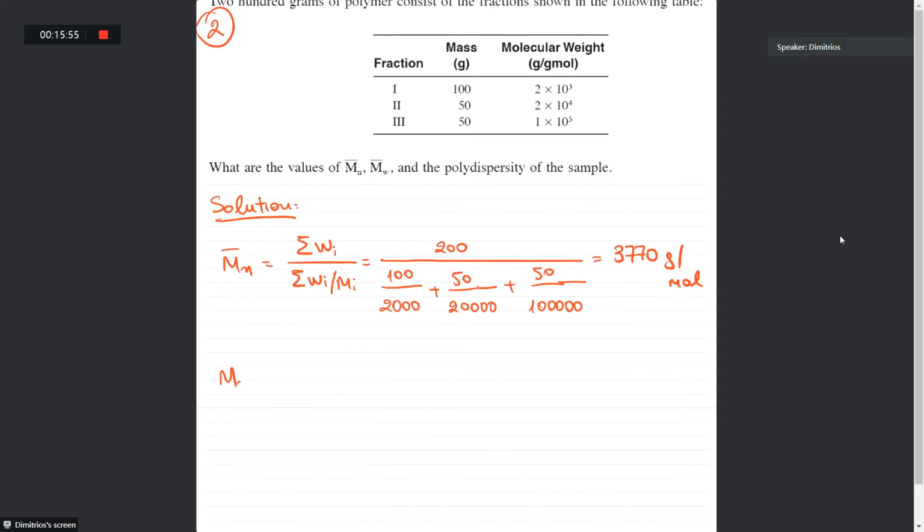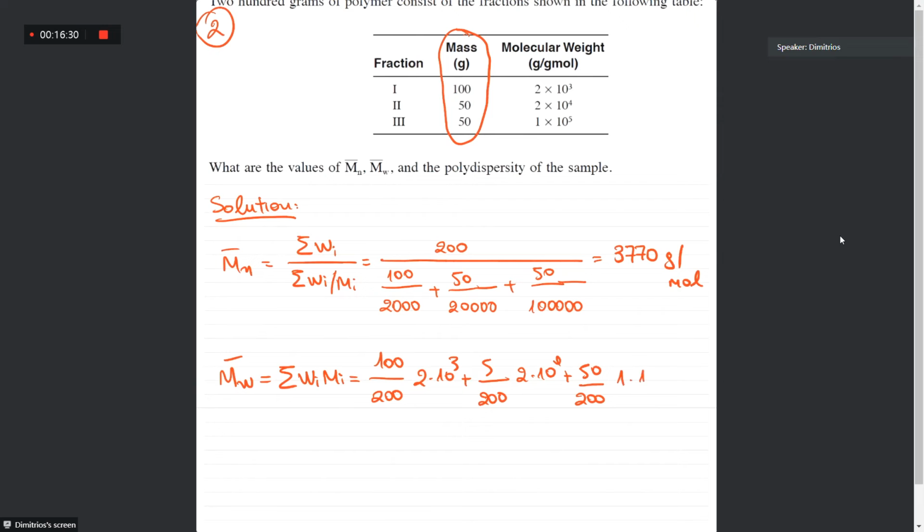Now, weight average molar mass. Weight average molar mass is more simple in this case because we're given the masses. So this one is given by sigma Wi Mi. So we have 100 over 200 times 10 to the third plus 50 over 200 times 2 times 10 to the fourth plus 50 over 200 times 10 to the fifth. And that gives us a weight average molar mass equal to 31,000 grams per mole.